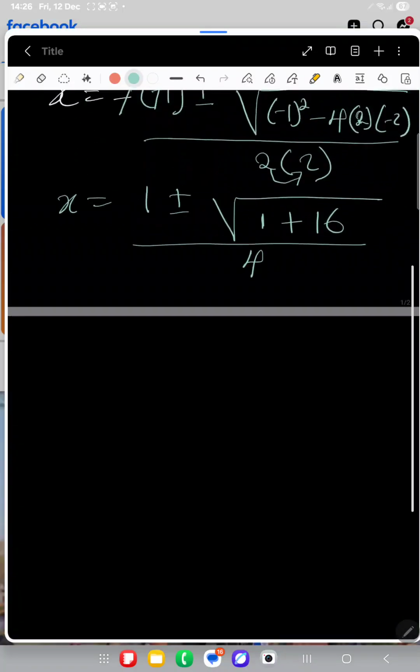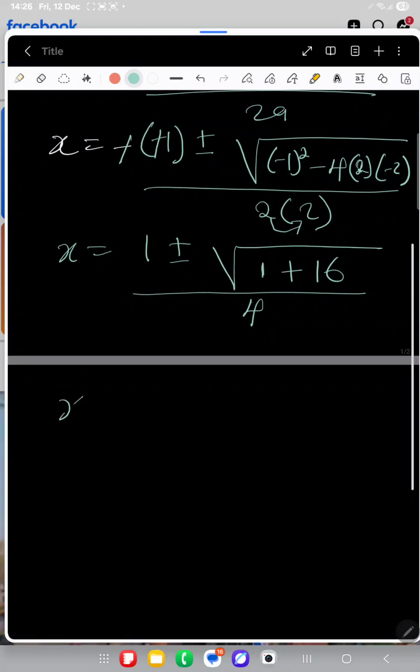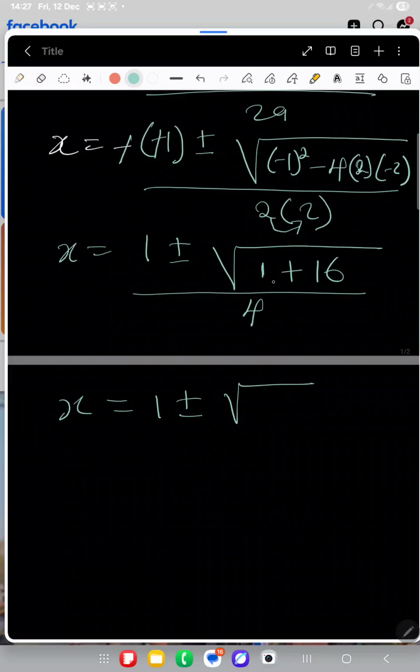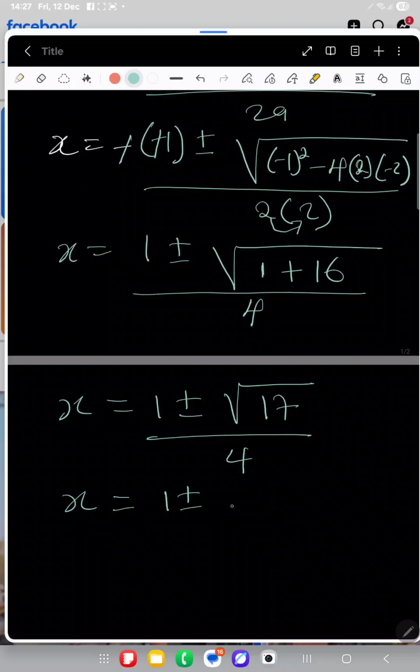All right, so from there then we simplify it further by saying x is equal to 1 plus or minus the square root of 1 plus 16 inside the square root here. We are going to get what here? A 17. So we are going to get a 17 over 4. So what you do is you just say x is equal to 1 plus or minus square root of 17. So what is square root of 17? Square root of 17 is mathematically equal to 4.12.